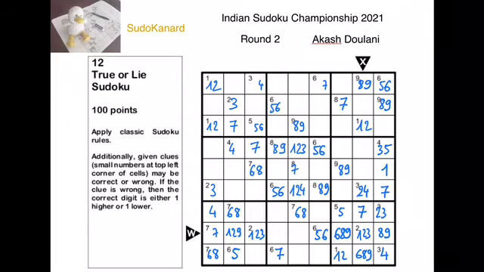Oh, but on this row, 1's not here. 1 is not here because of this 1, 2 pair, so it must go here. Now this is a 2, 3, 4 triple. And we know that the 3 is in here.